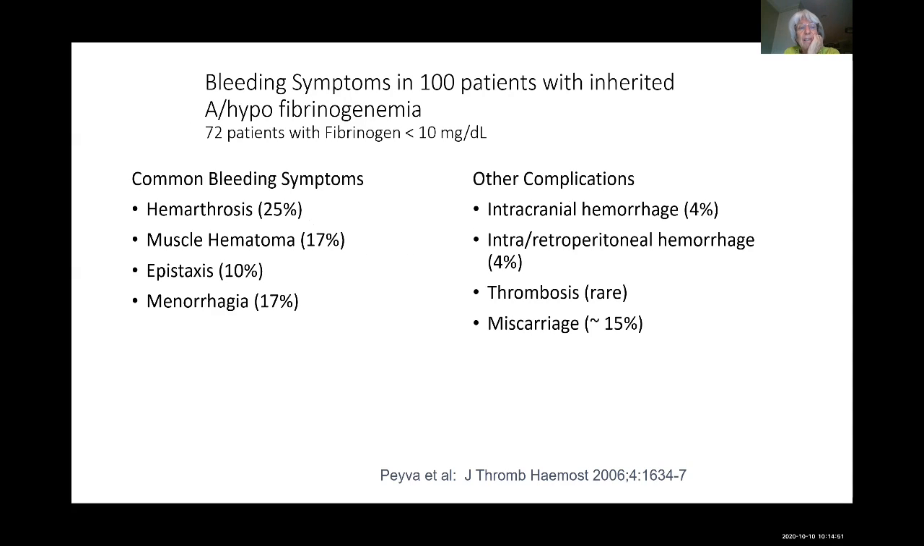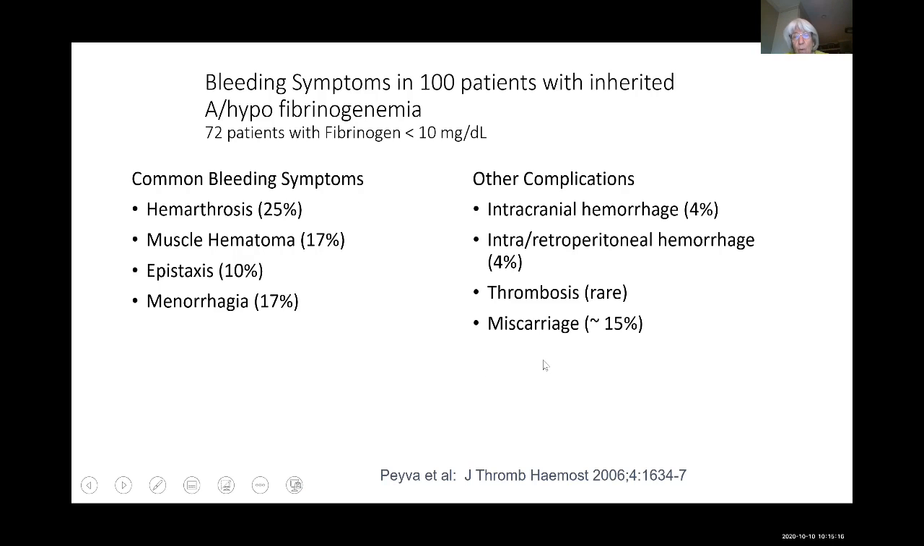These are bleeding symptoms from a worldwide series, with patients who have afibrinogenemia and hypofibrinogenemia. As I said, joint bleeds in about 25%, muscle in 17%, but I just want to point out that intracranial hemorrhage is rated as very low, and thrombosis is rare, and miscarriage is rare.